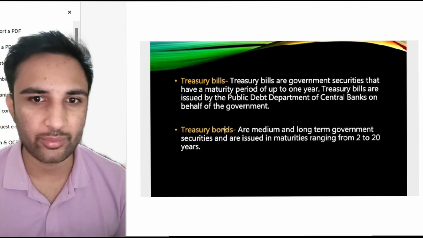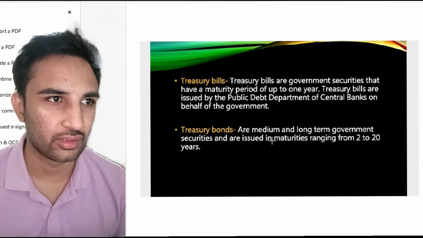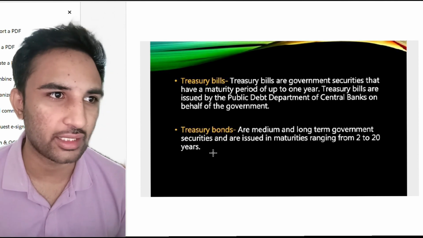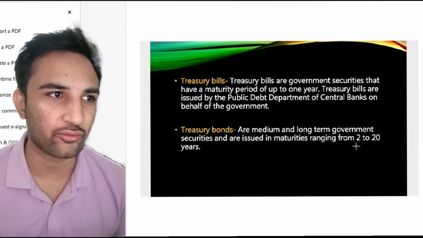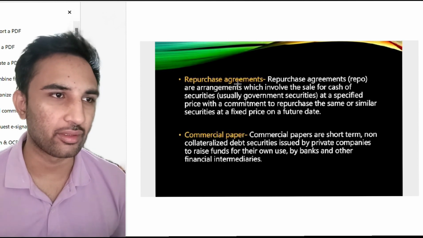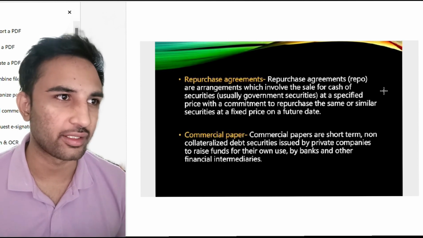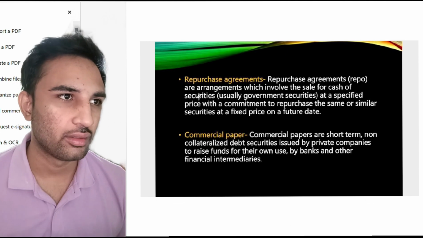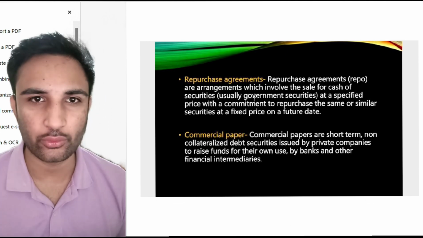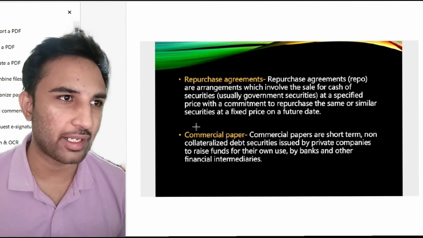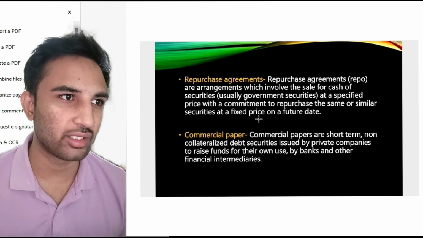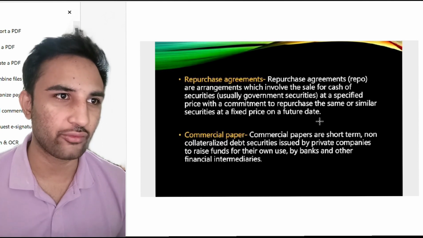Treasury bonds. Treasury bonds are medium and long-term government securities and are issued with maturities ranging from 2 to 20 years. Repurchase agreements. Repurchase agreements, repo, are arrangements which involve the sale for cash of securities, usually government securities, at a specified price with a commitment to repurchase the same or similar securities at a fixed price on a future date.